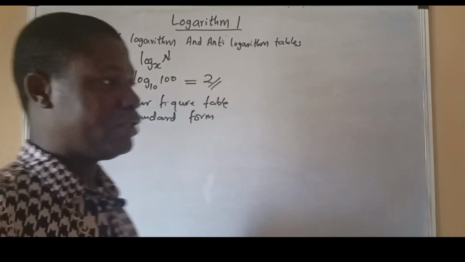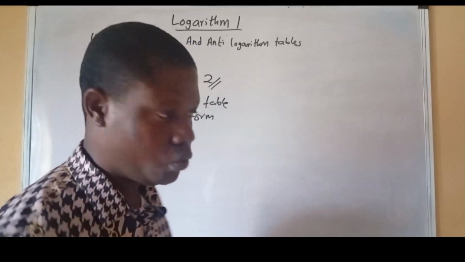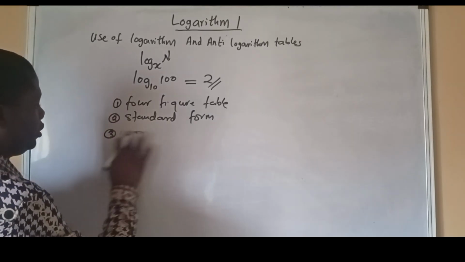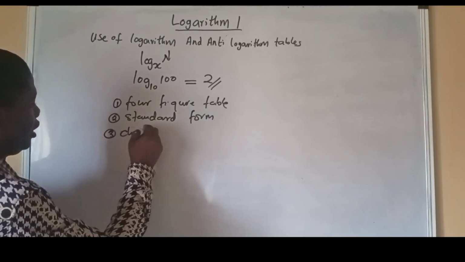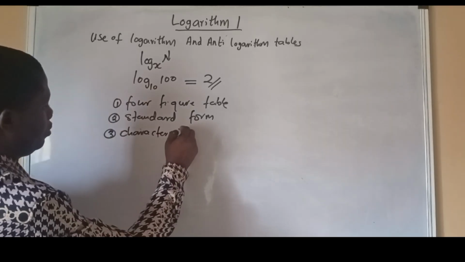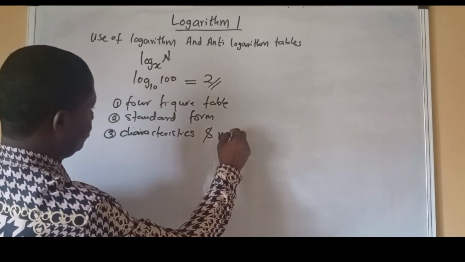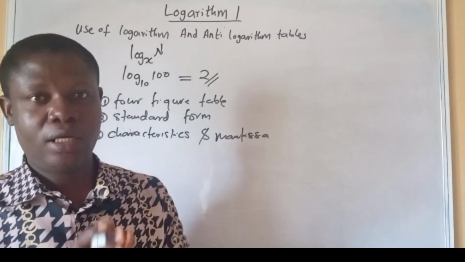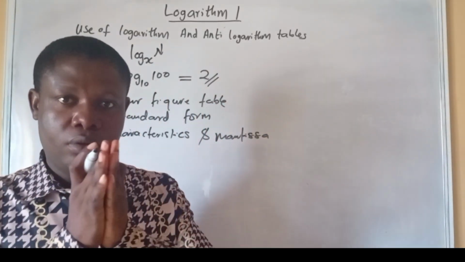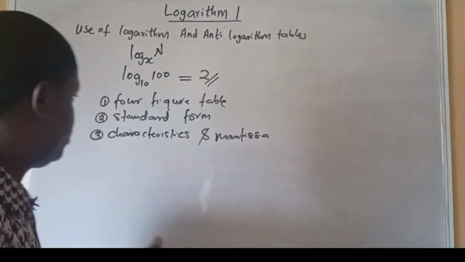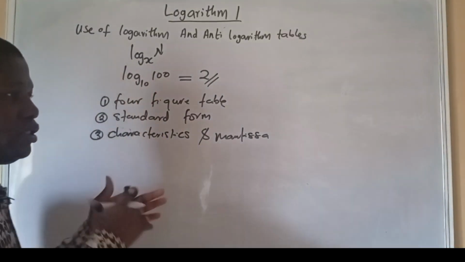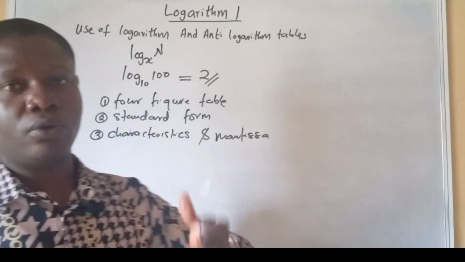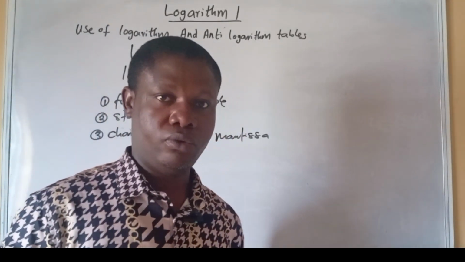And then there are two important definitions that we must know, which are the characteristics and the mantissa. The logarithm of a number to base 10 has two parts. The characteristics, which is the number before the decimal point, and then your mantissa, which comes after the decimal point, right?